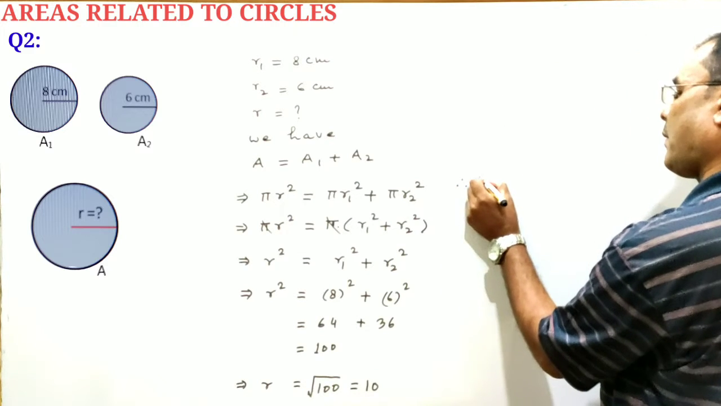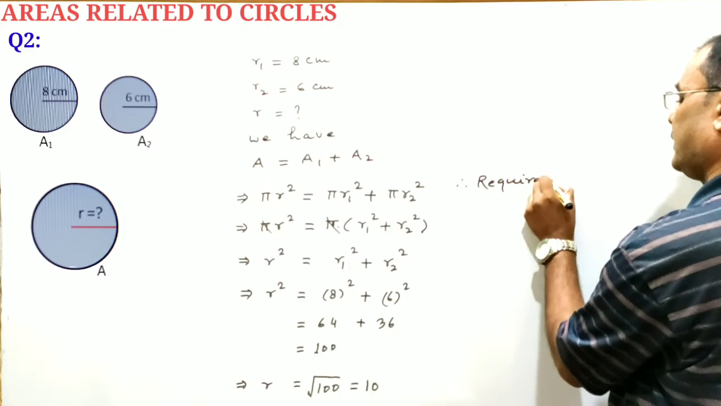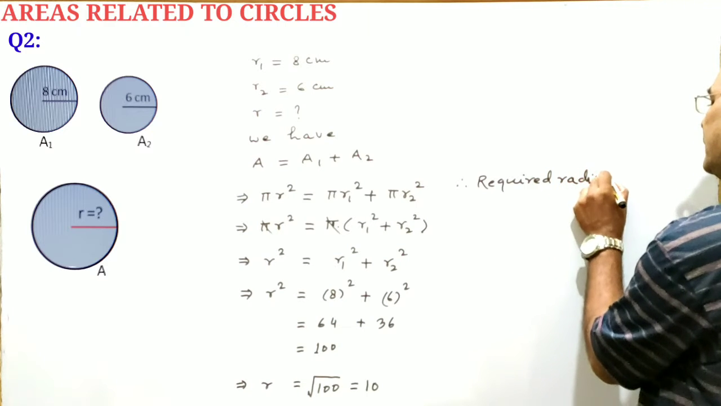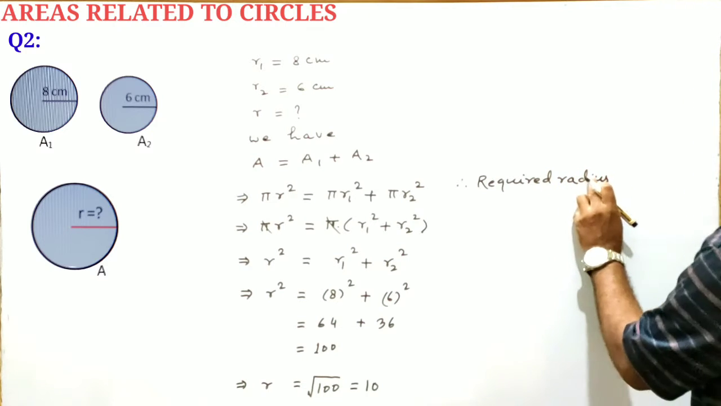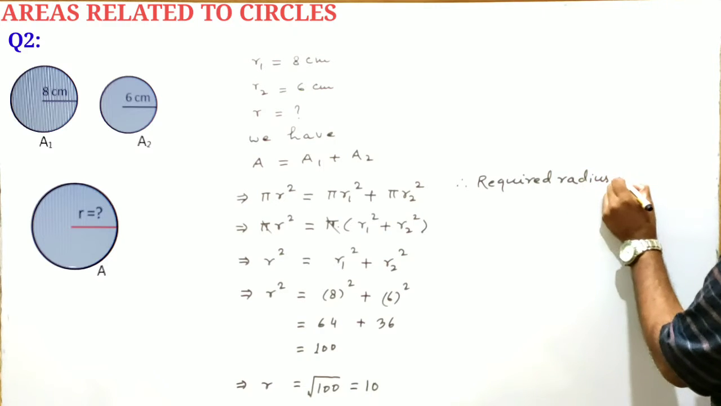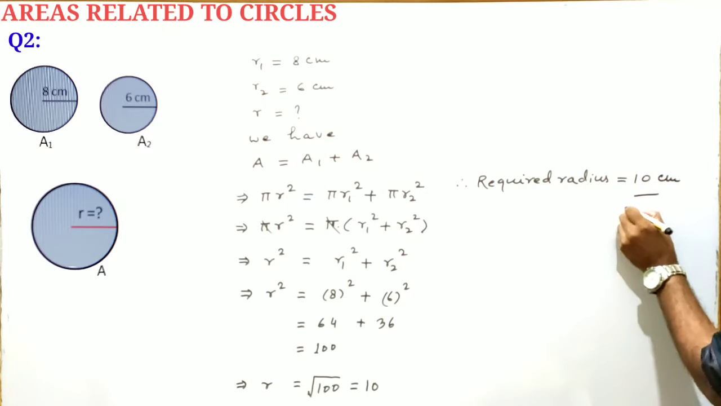Therefore, required radius of the new circle is 10 centimeter, and this is the answer.